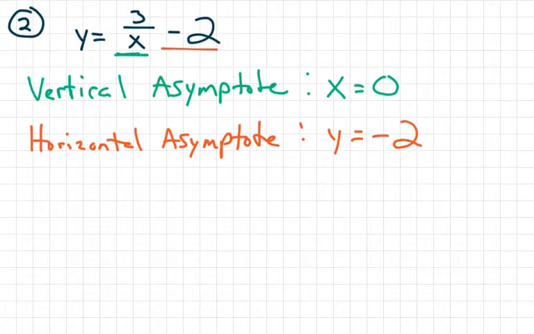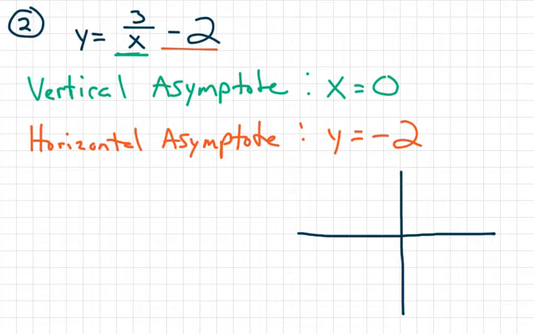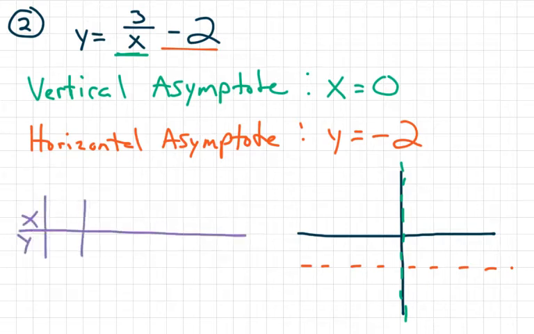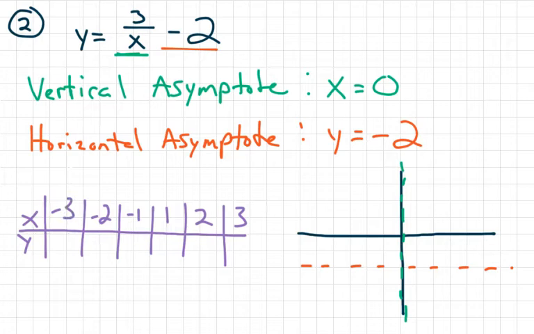Let me draw this in. It's going to be a little scrunched because I can't slide this down any farther. That's all right. So I know my horizontal asymptote is -2, so I'll do that one in red. That's down here. The vertical asymptote, x equals 0, that's the y-axis, okay? So when I make my x and y table, leave room for 6 numbers, and I'm going to go 3 to the right of the y-axis, so we'll have 1, 2, and 3, and then -1, -2, and -3.